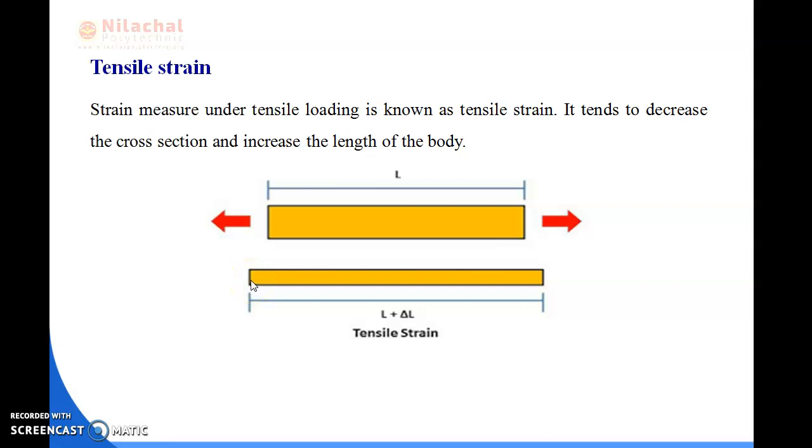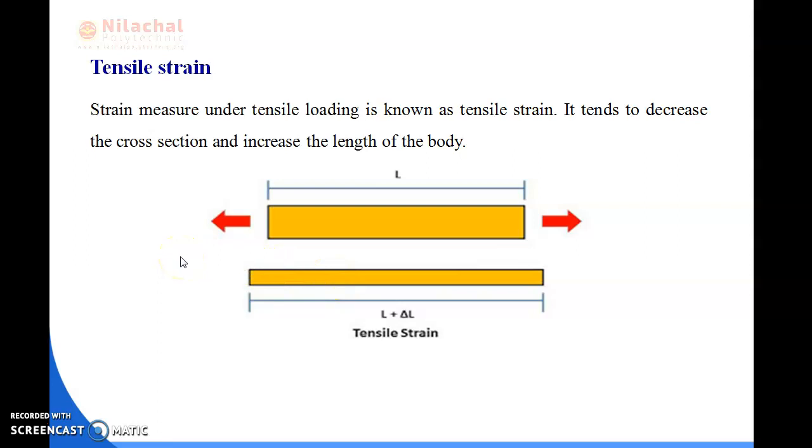So we know strain means change in dimension divided by original dimension. By its definition, strain measured under tensile loading is known as tensile strain. It tends to decrease the cross section and increase the length of the body. So when a body is subjected to a force which is tensile in nature, the body is subjected to tensile strain.